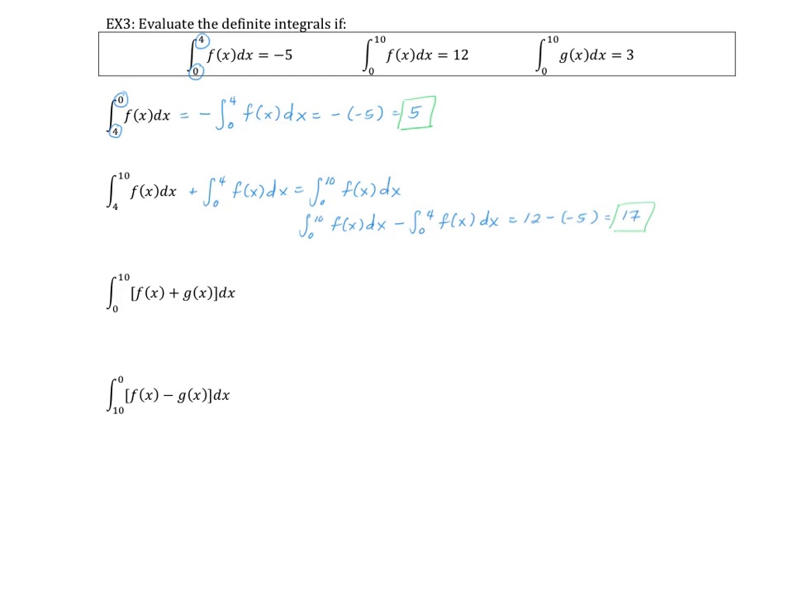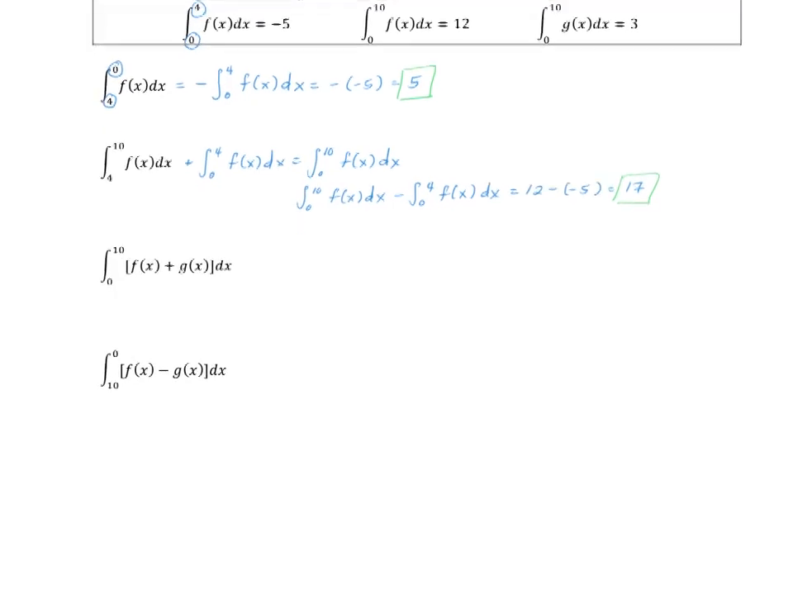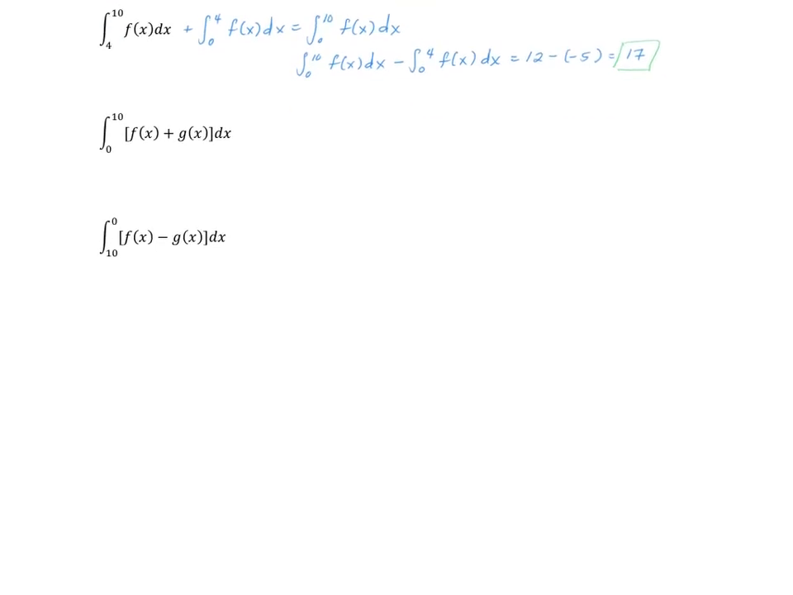In the next example, I'm adding f of x and g of x, and I'm looking at the integral from 0 to 10. So I don't know what f of x plus g of x is, which means I'm going to break this up into two integrals. 0 to 10 of my f of x dx, and then I'm going to add it to the integral from 0 to 10 of g of x dx. This would be 12 plus 3, which gives me 15.